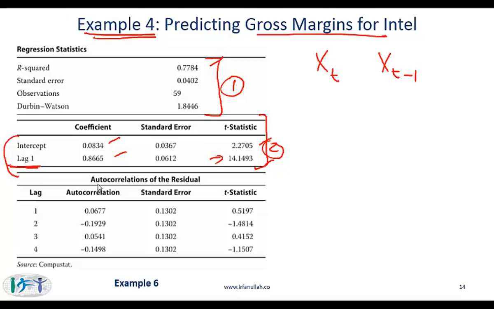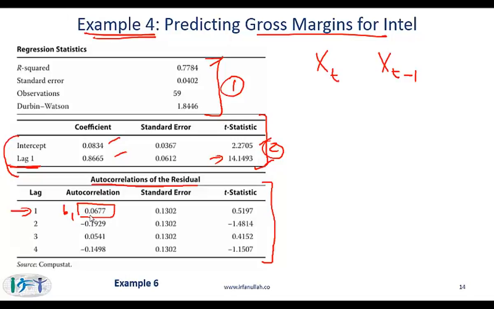And that is given over here. Whenever you see this autocorrelation of the residual, these are now additional regressions. So what does lag 1 mean? What we are doing here is regressing an error term with one previous. In that case, when we do that, what do you think this 0.0677 means? What it means is, in the regression, this is the B1 term. This is the term that is connecting an error term with one period earlier.